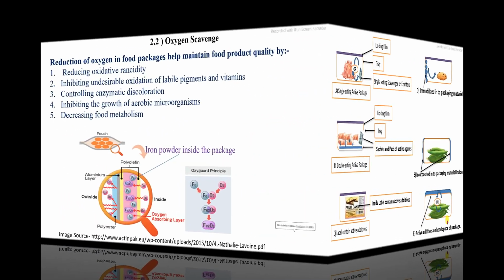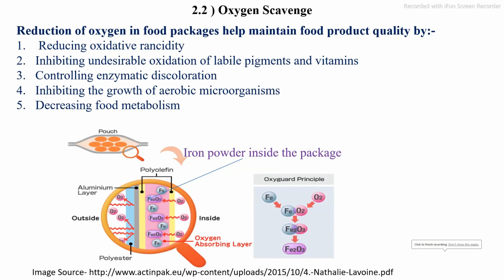The first example of an active packaging system is the oxygen scavenger. The main role of this oxygen scavenger is to reduce the internal oxygen level of the packed product to reduce oxidative changes. The main roles include reducing oxidative rancidity, inhibiting undesirable oxidative changes, that is the degradation of pigments and vitamins, controlling enzymatic discoloration, inhibiting the growth of aerobic microorganisms, and decreasing food metabolism. These are the main roles.